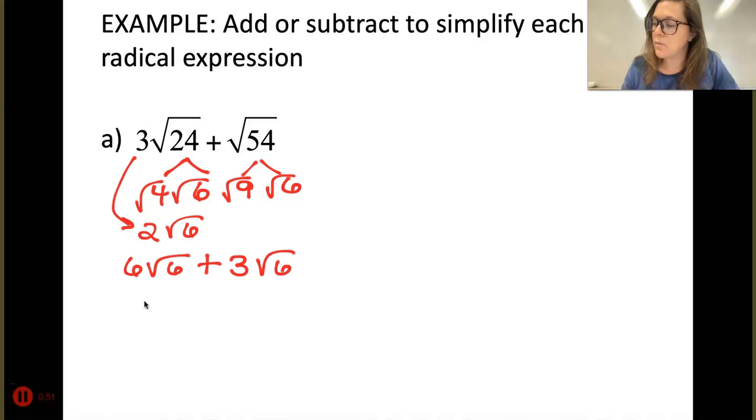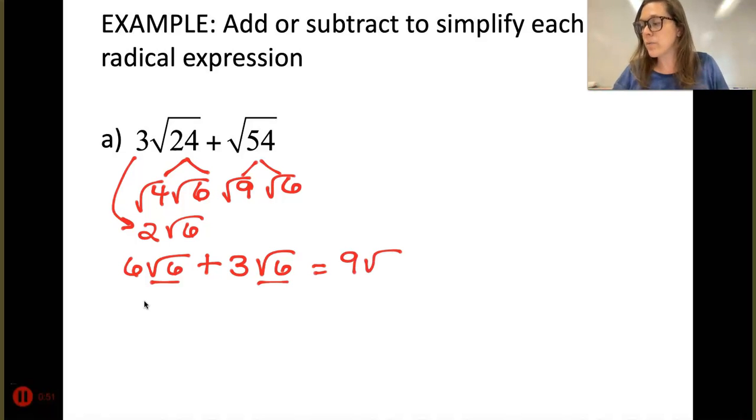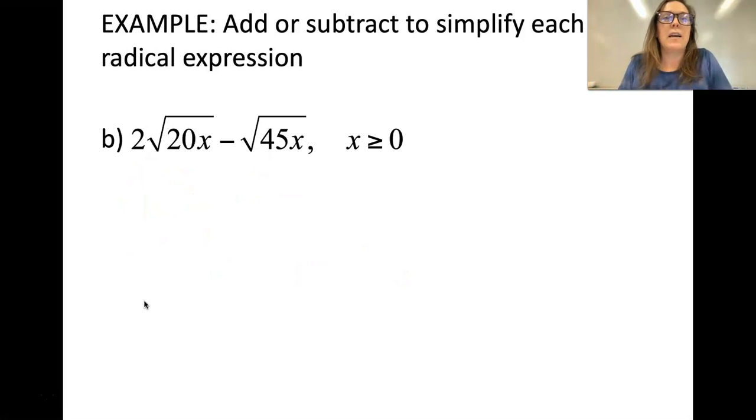So now I have a square root of 6 and a square root of 6. If I had 6 square roots of 6 and I added 3 more square roots of 6, then I have a total of 9 square roots of 6. Right? If I physically drew out 6 square roots of 6, and then added 3 more, I would have 9 of them in total. Okay. All right, let's look at this one.